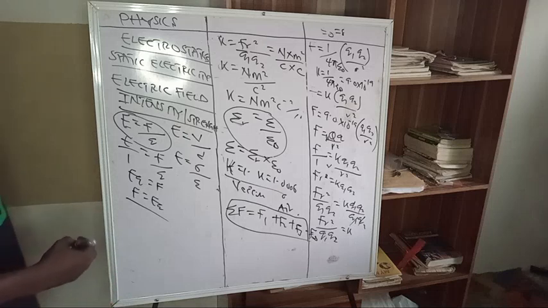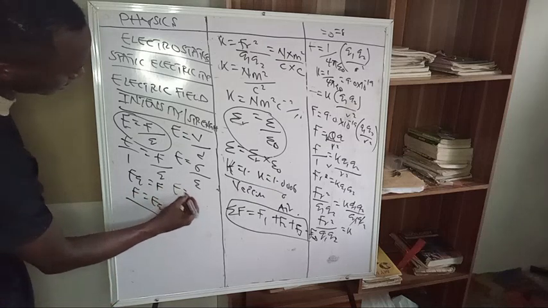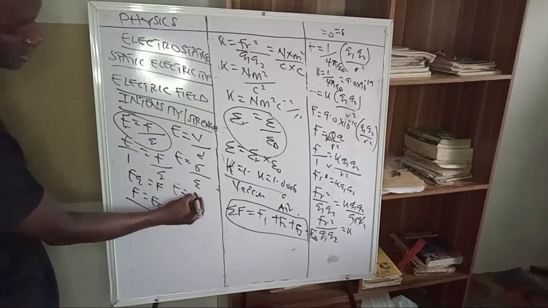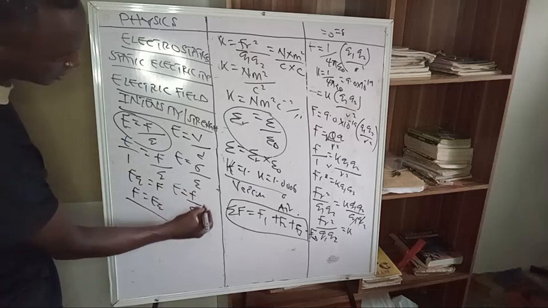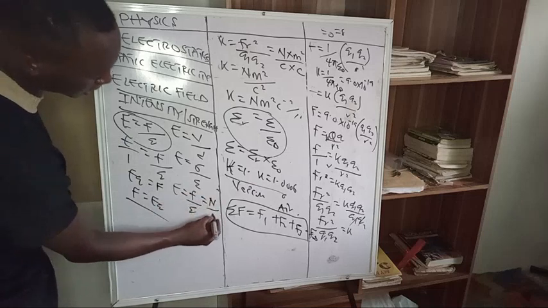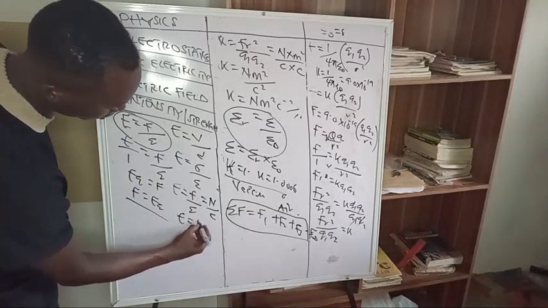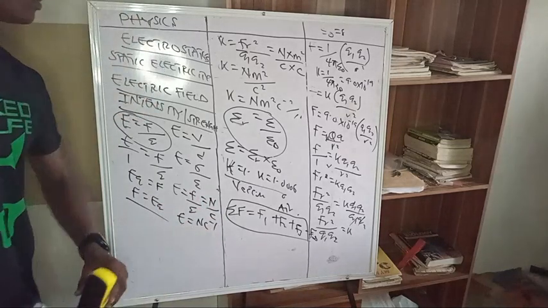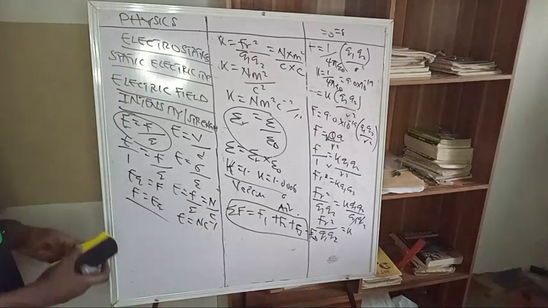So what is electric field intensity measured in? Now, what's your force? Force is measured in Newton. So if you have force per unit charge, force is measured in Newton and charge is measured in Coulomb. That means E should be measured in Newton per Coulomb. Alright, so that is how to go about that.